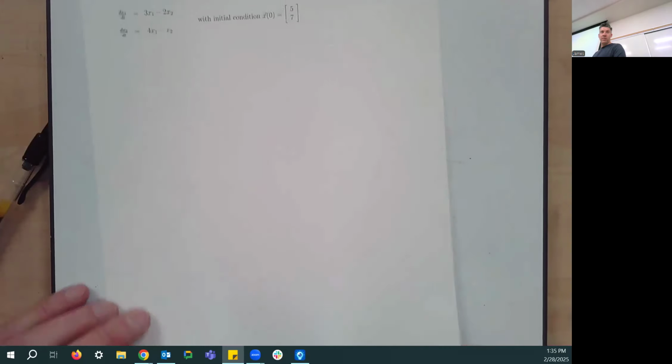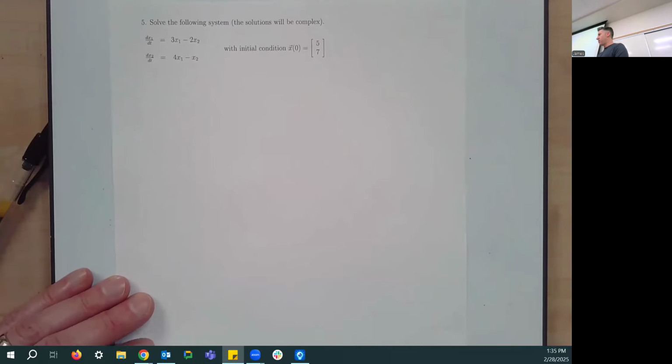All right, so solve the following system. Solutions will be complex. They probably won't tell you that on the exam, but I felt like saying so in case you've done it on your own and you want to be like, well, maybe they're not really supposed to be complex. No, they're definitely complex.